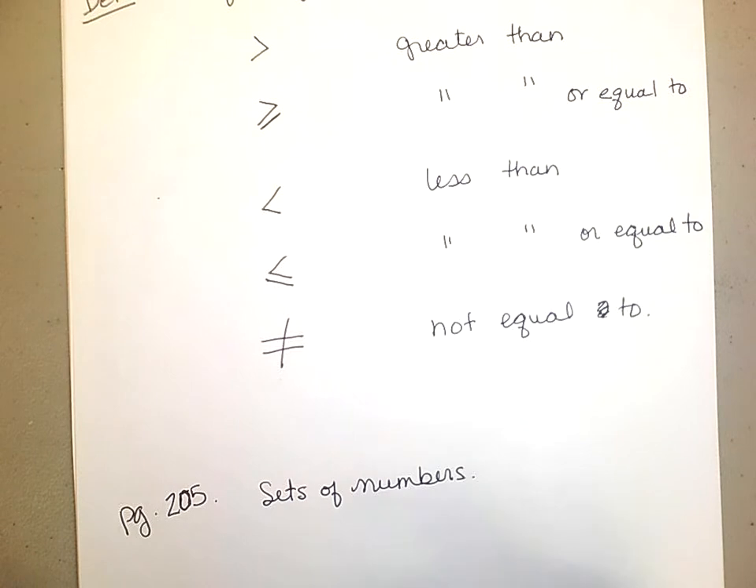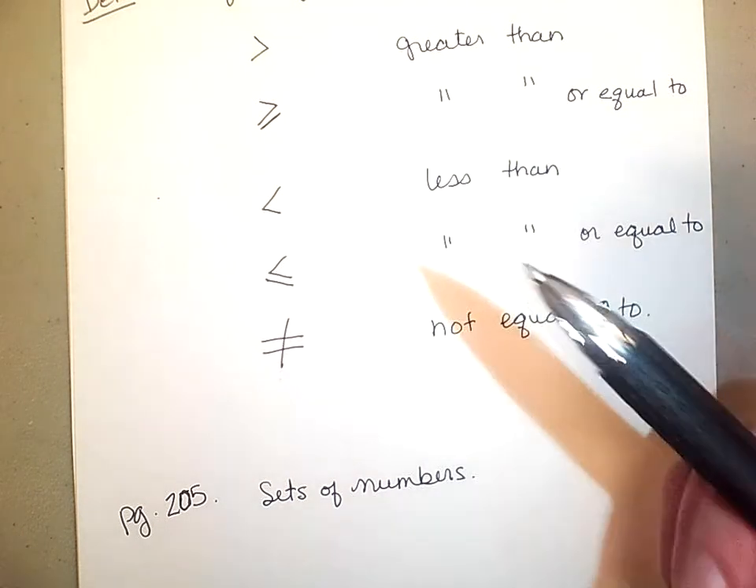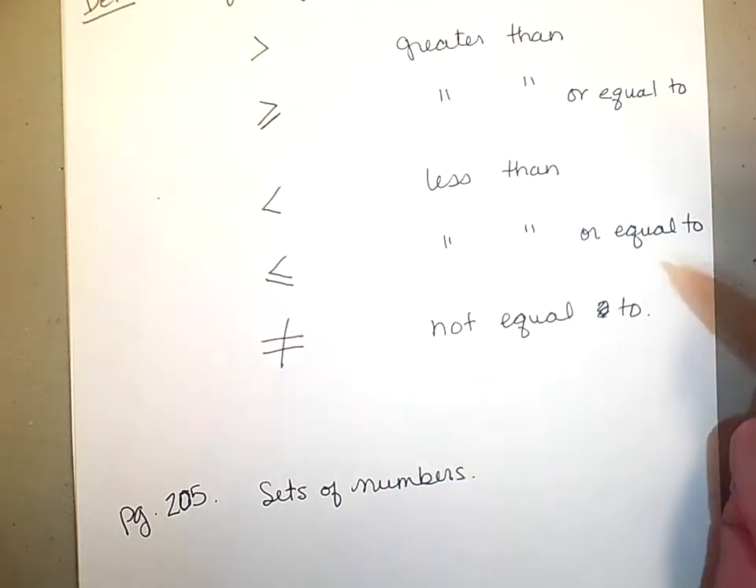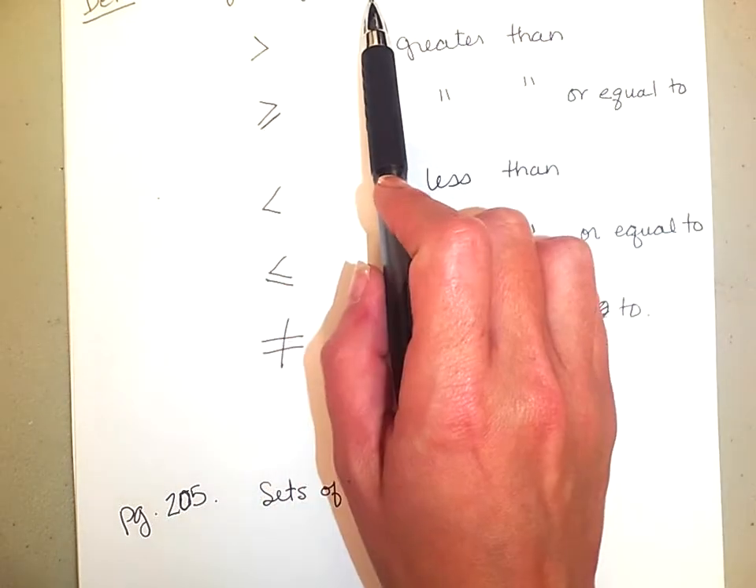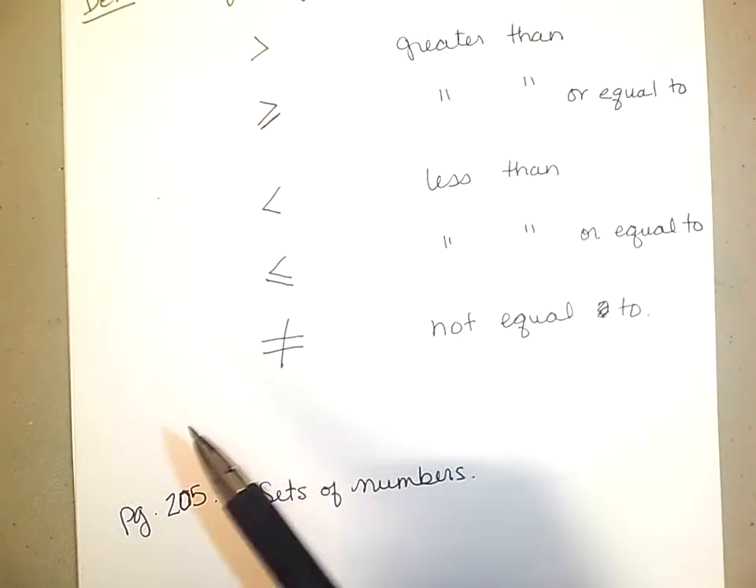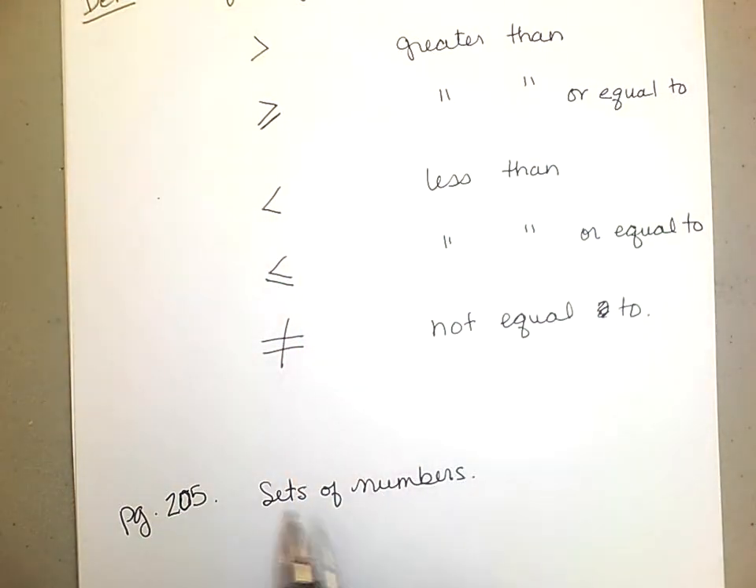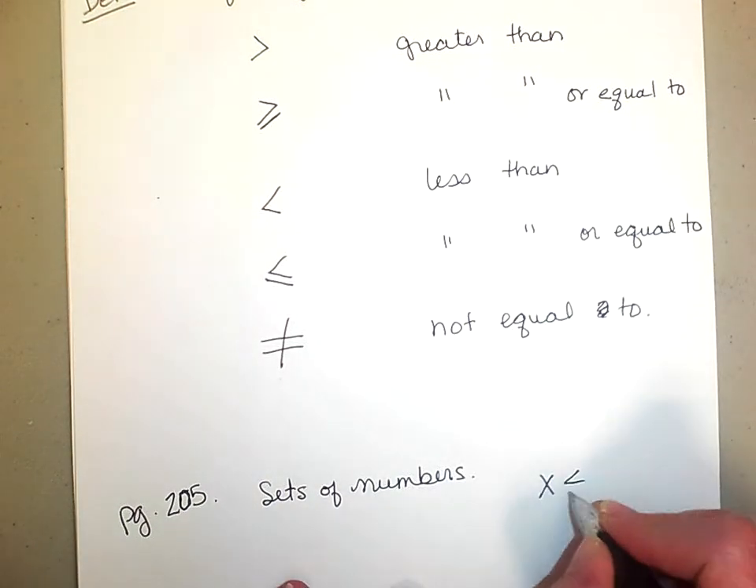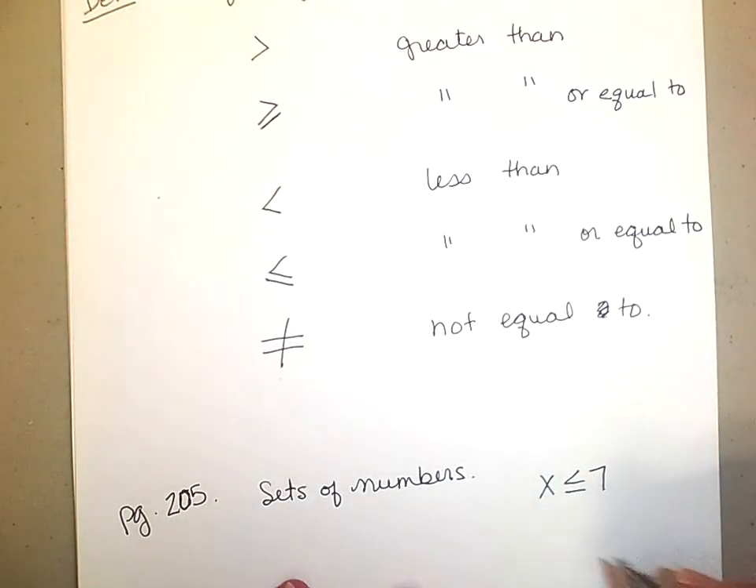Because the problem is that when we solve equalities, we'll get one or possibly two answers. When you start solving inequalities, your answers will be an entire set of numbers. So for example, the solution could be x is less than or equal to 7. This is an infinite amount of solutions. Anything less than 7 and including 7 will solve the inequality.